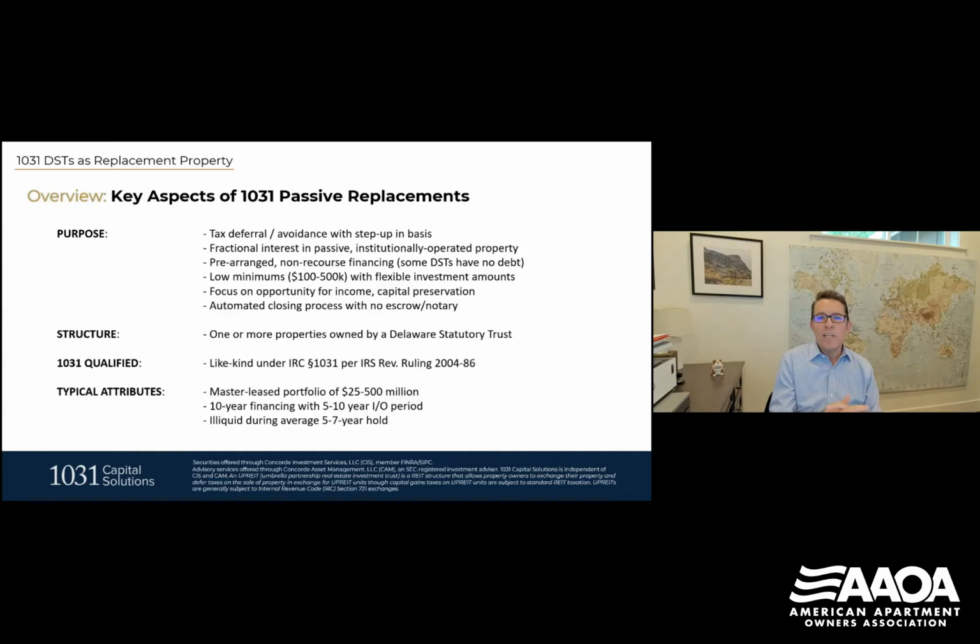We are now 21 years into the growth of the 1031 DST industry. The typical attributes of a 1031 DST program include a master lease portfolio of $25 to $500 million of real estate, usually with 10-year financing and a 5 to 10-year interest-only period, subject to an average hold of 5 to 7 years, during which, of course, the investment is illiquid.